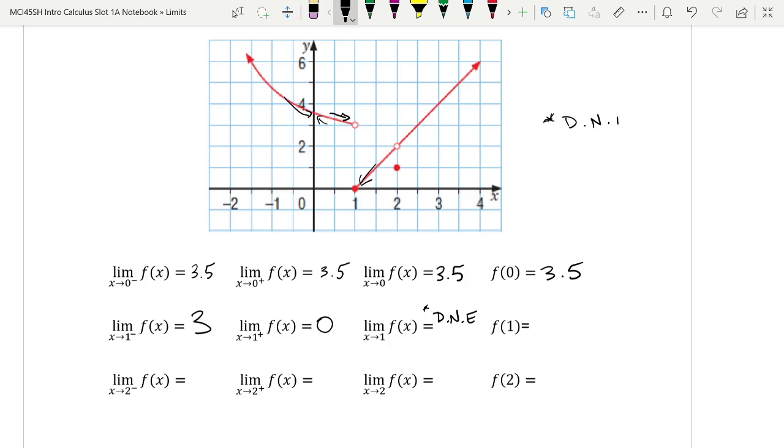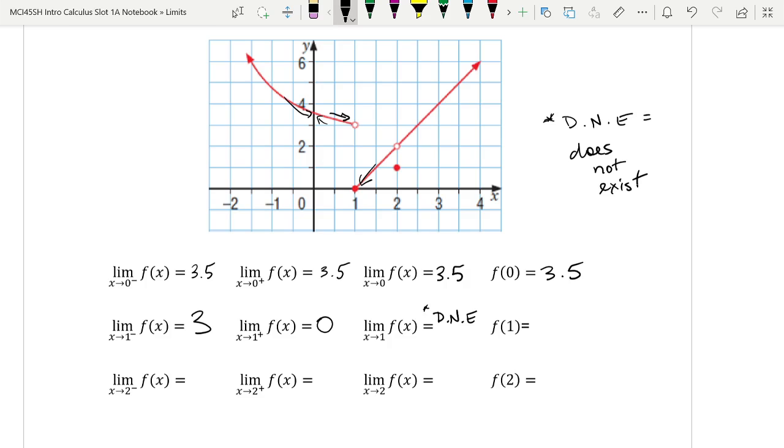Does not exist. Okay, somebody's asked me to repeat this. As I approach x is 1 from the left, I'm definitely approaching the value 3, right? I'm getting infinitely close to 3. It doesn't actually exist there, but I'm getting infinitely close to it. As I approach from the right, I'm getting infinitely close to y is 0. Are those two numbers the same? No. So the limit doesn't exist at x equals 1.